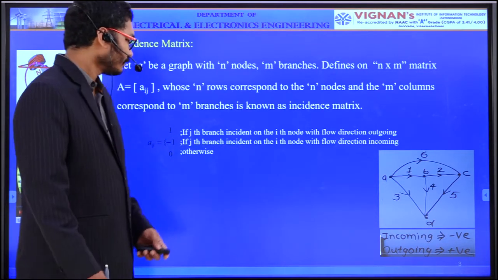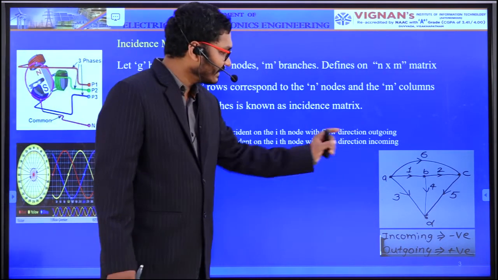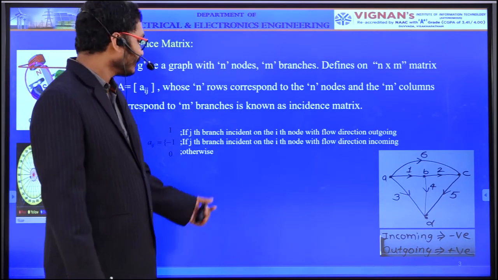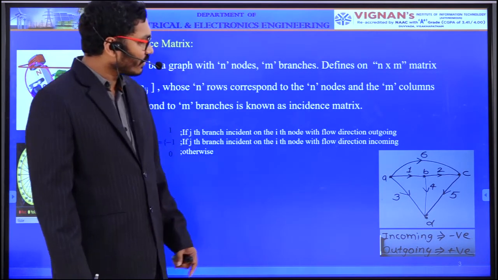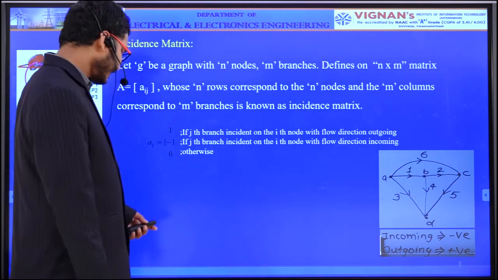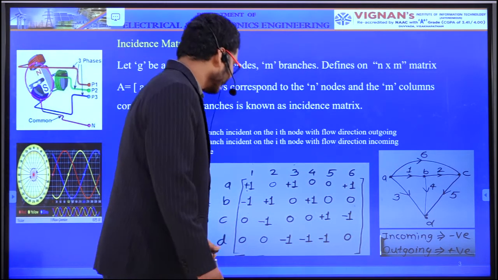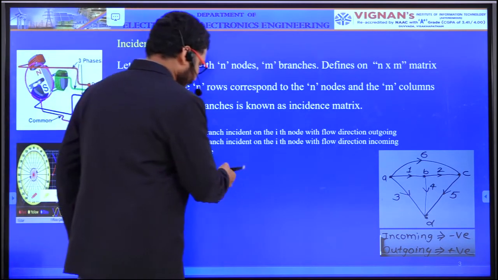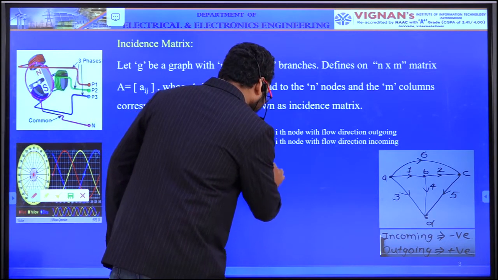In this case, how many nodes are there? We have a, b, c, d, 4 nodes. How many branches do we have? 6 branches. It means you will get 4 rows and 6 columns, so a 4 by 6 matrix. See here, a b c d. I want to find out the incident matrix for this.